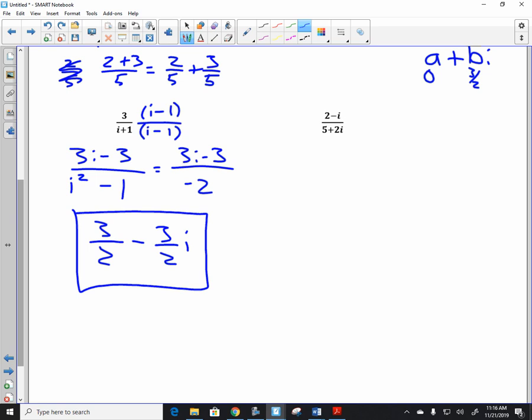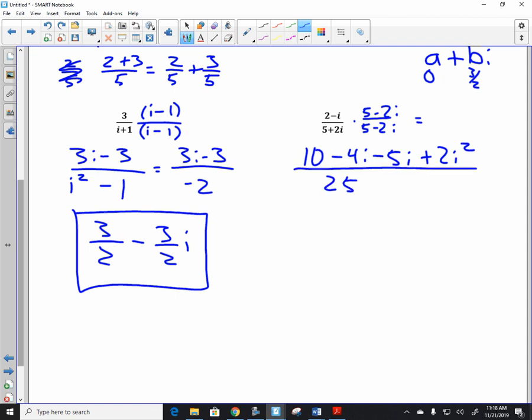You try the last one on your own. Multiply by the conjugate. See what happens. Looks like I get 10 minus 4i minus 5i plus 2i squared over 25 minus 4i squared. So on the top, the 2i squared becomes negative 2. Combine that with 10, and I get 8. Negative 4i, negative 5i make negative 9i. In the bottom, 25 minus 4i squared, negative 4i squared becomes positive 4, so I have over 29.